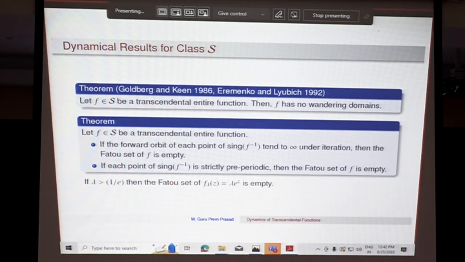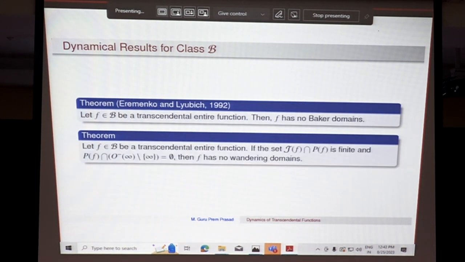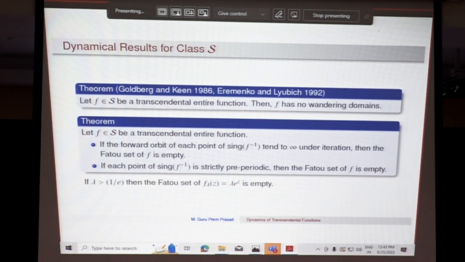So tracing the forward orbit that way, it is easier to determine the dynamics. Similarly, for class S, certain components are not there. For class S, there is no wandering domain. So the major headache is gone. Determining wandering domains is a very difficult task. So that is gone for class S.